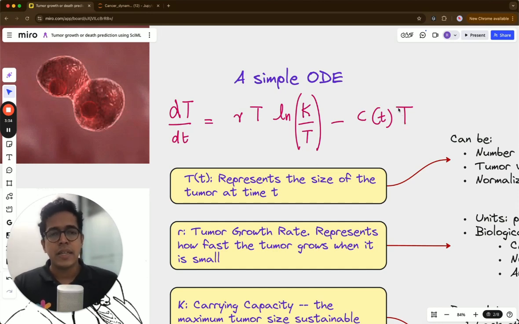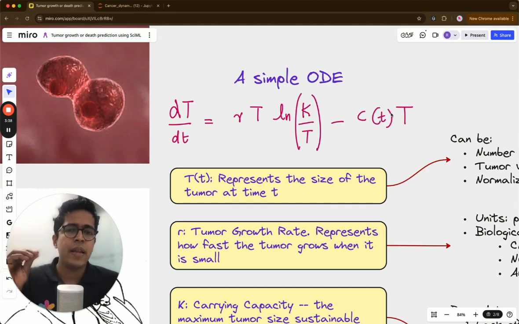Now this equation may look a bit complicated in the beginning, but I'll split this into very understandable simple terms and I'll explain the logic behind this equation. So first of all, this equation is trying to model rate of change, right? This is not modeling the tumor size itself as a function of time. No, that is not what this equation is doing. This equation is giving us the rate of change of size of tumor at any given point of time.